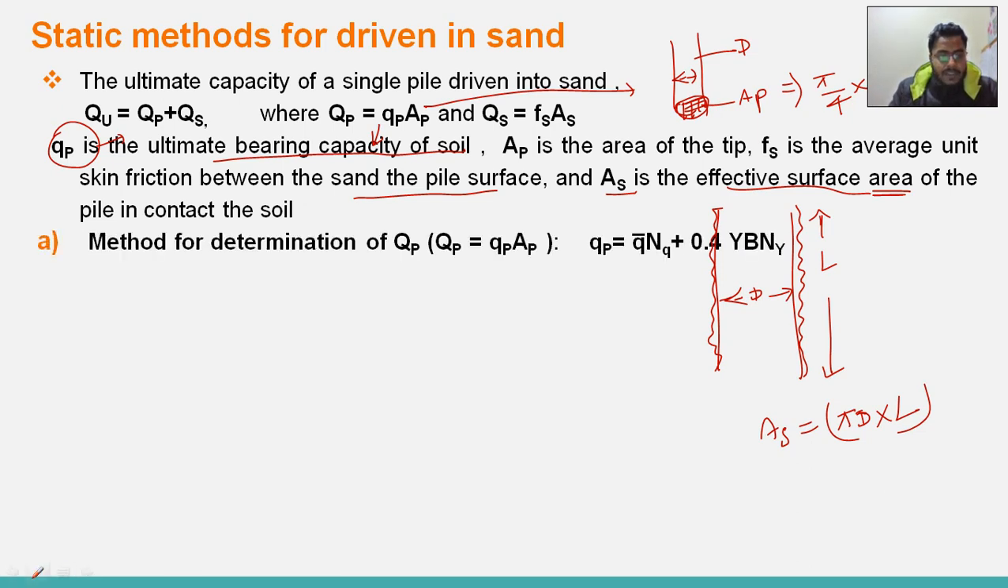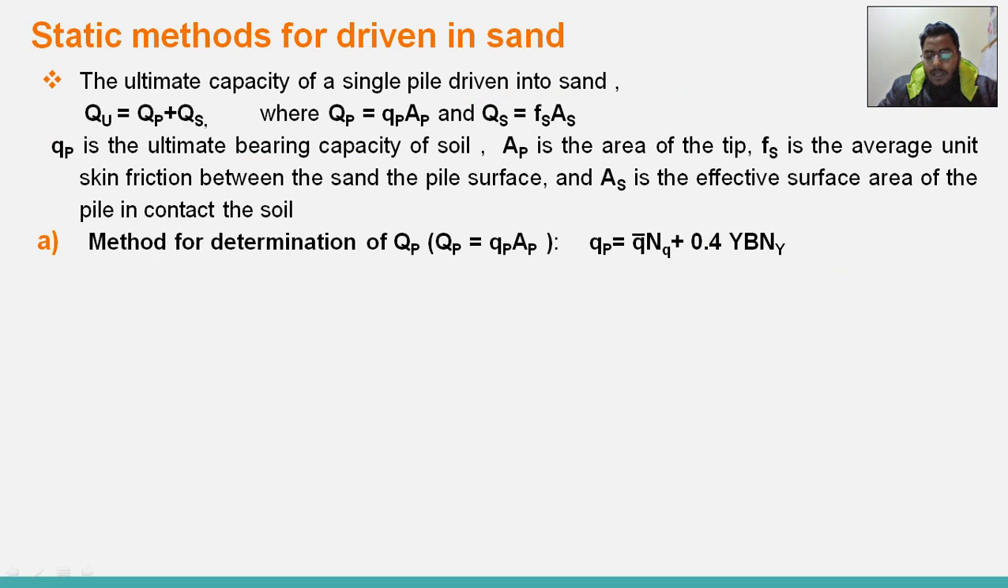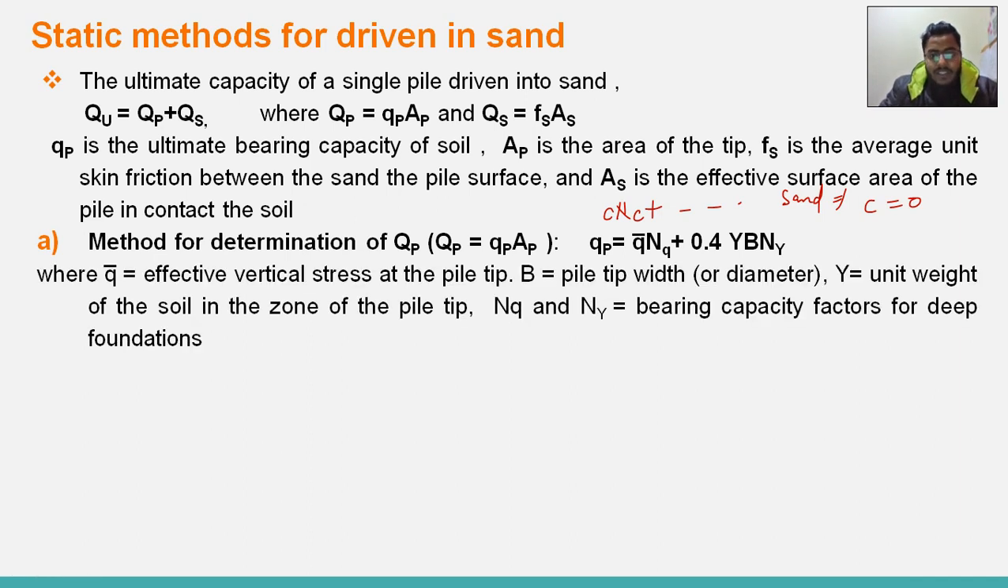Now we can calculate QP, that is equal to qp into AP, where qp we can calculate by using the Terzaghi theory. In this case, the first expression, that is c Nc, is not written here, because for the sand we know c is 0. By putting the value of c equal to 0, the first expression will be 0. So there we can write this equation. In this equation, we know each and everything: what is the q dash, p, gamma, Nq, N gamma.